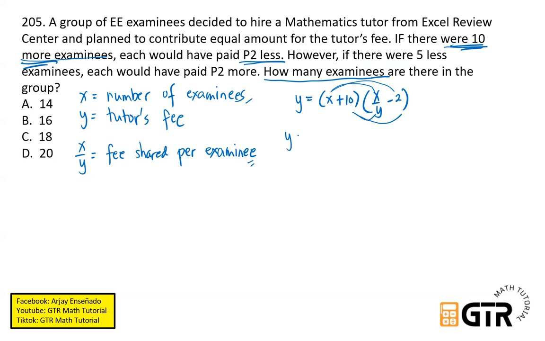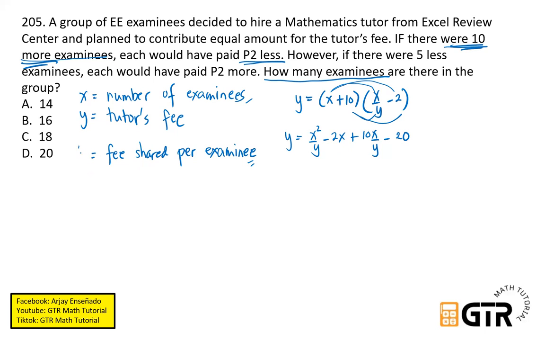So simplify natin equation 1, therefore Y is equal to x times x over y. So magiging siyang x squared over y. X times negative 2, we have negative 2x. 10 times x over y, so we have plus 10 x over y minus 10 times negative 2, so minus 20. And then, simplify natin, multiply both sides by x. So parang nagkabaligtad ata itong fee natin, itong shared per examinee. So parang baligtad, tutor's fee dapat divided by number of examinees. So baligtarin natin ito, sorry.